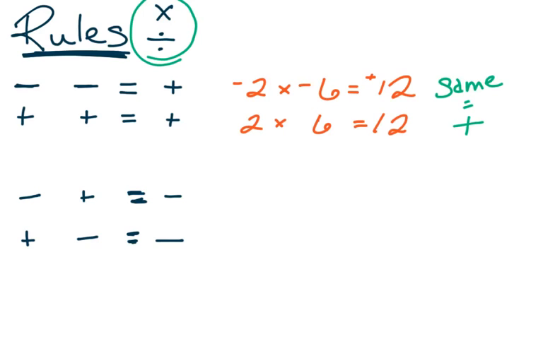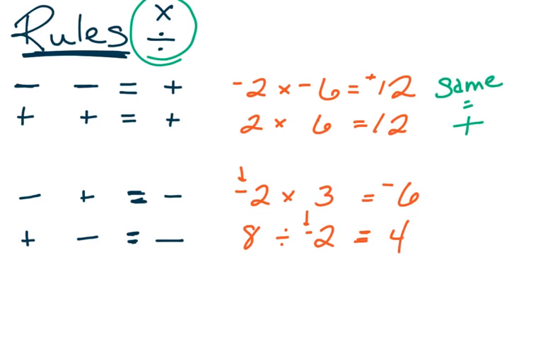For instance, I'm going to use the same numbers. If I have a -2 times a positive 3, well, 2 times 3 is 6, and since one of them is negative, my answer is going to be -6. Same for dividing. If I have a positive 8 divided by a -2, well, 8 divided by 2 is 4, and since one of them is negative, my answer is going to be -4.